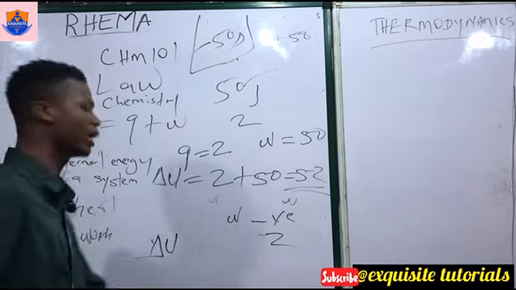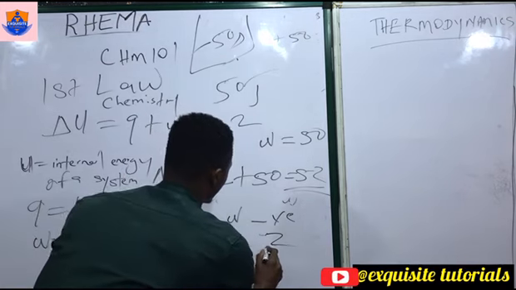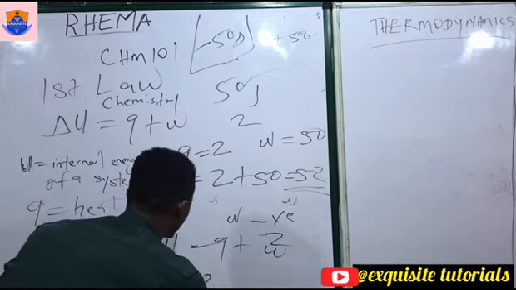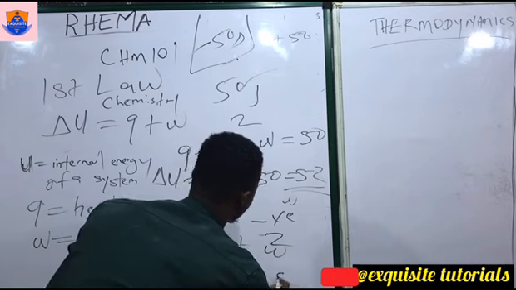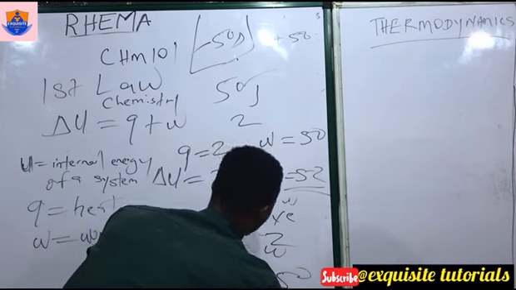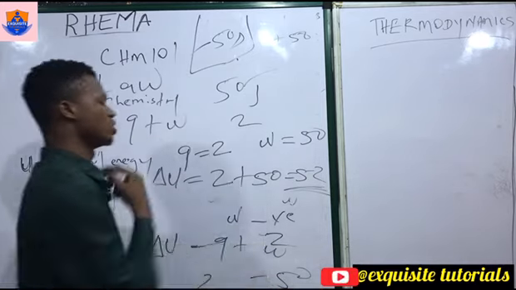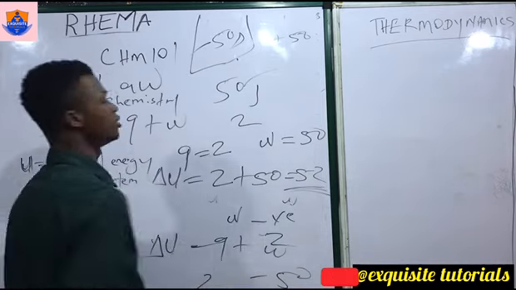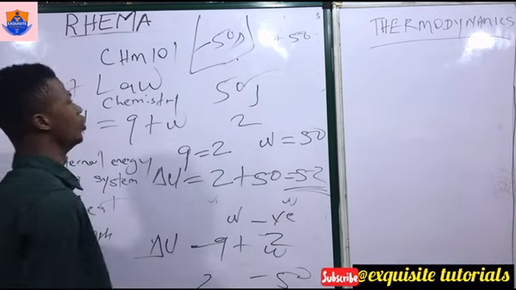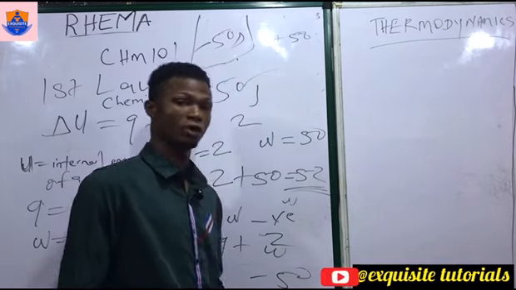Now let's go again. Here it means that the change in internal energy equals Q plus W. Remember, our Q is 2 and here our W is minus 50. 2 minus 50 will give us minus 48. Remember, here it is positive 42 because work is done on the system, while here it is negative 48 because work is done by the system. I don't know if you understand.